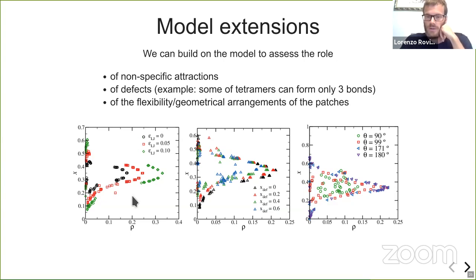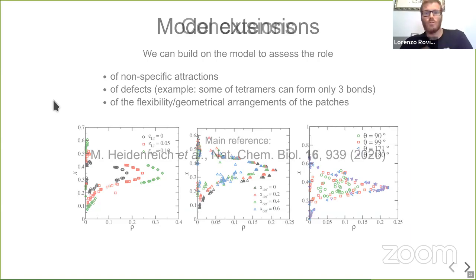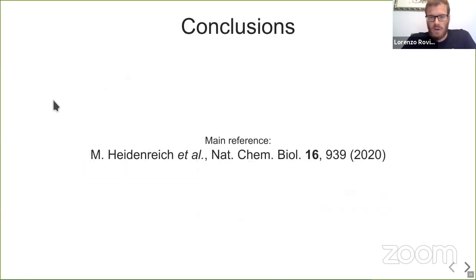So these are all things that either can happen in the experimental system or can be added in the experimental system, and we can look at what happens in simulations. So to conclude, this is the main reference of the work. It has been published a couple of months back.